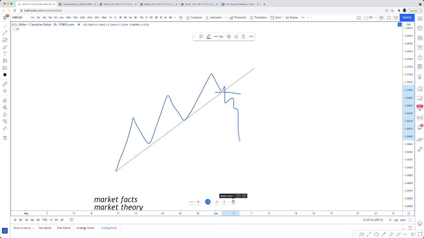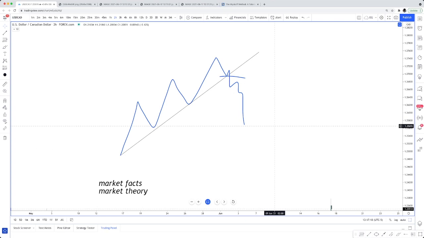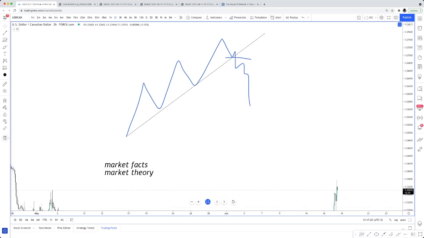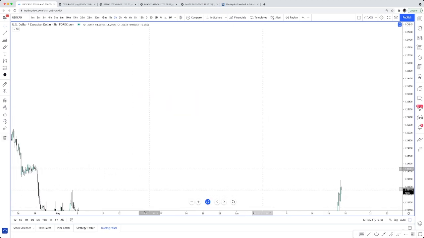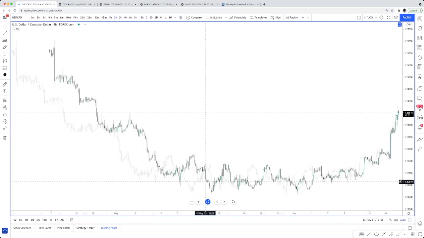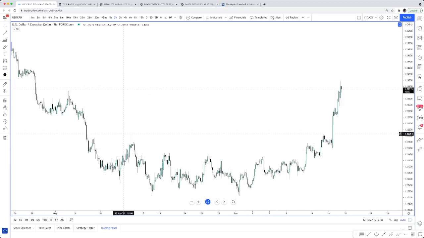We're not trading the theories in the market. We're not trading the basic patterns in the market. We're trading the facts in the market. Now, the fact in this market is that eventually price will be oversold and overbought, right?